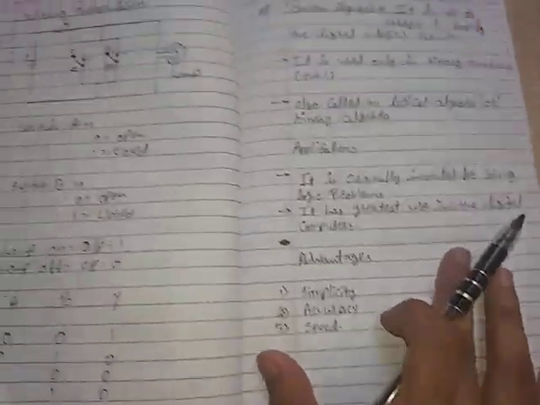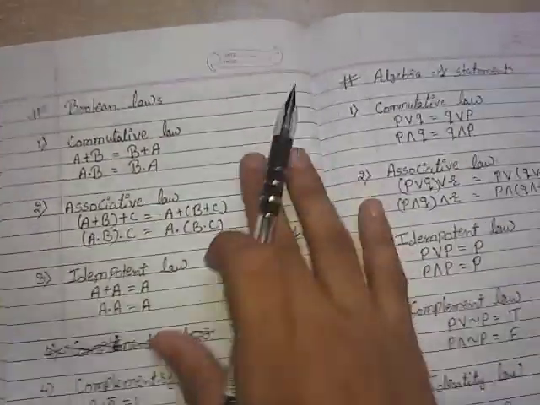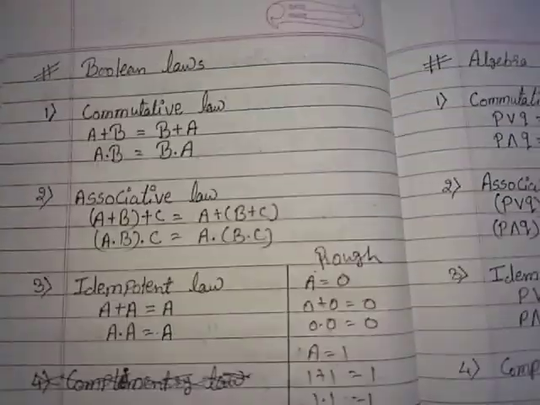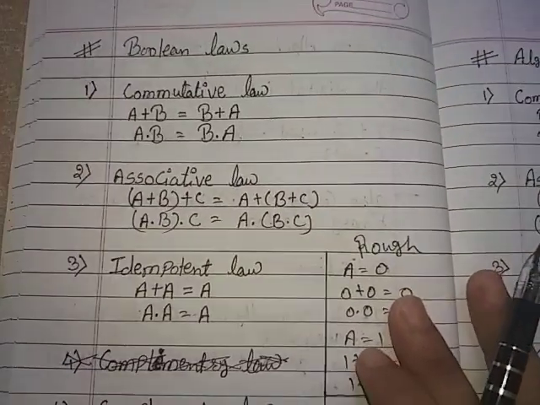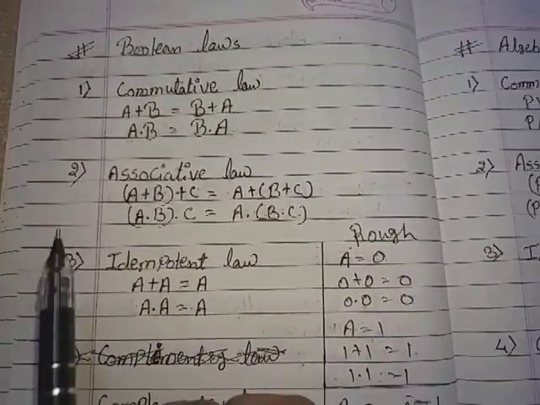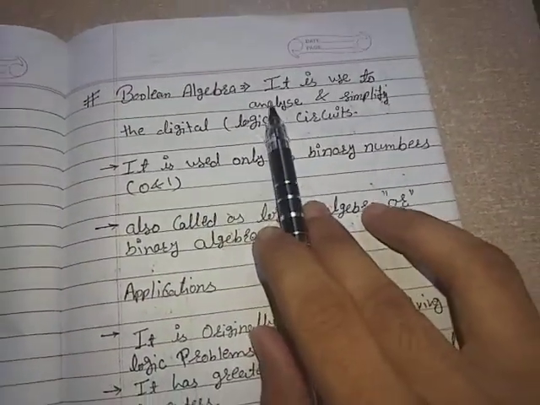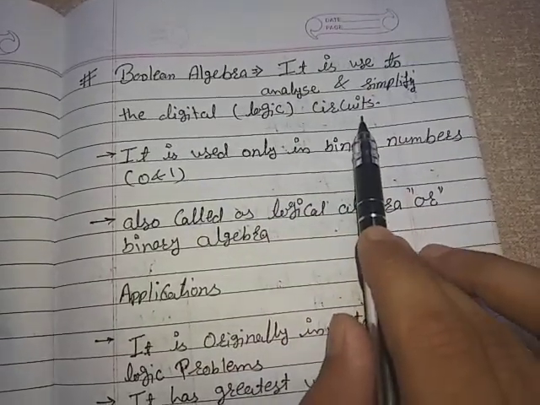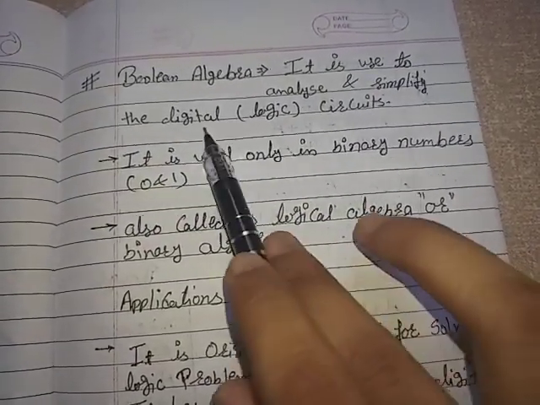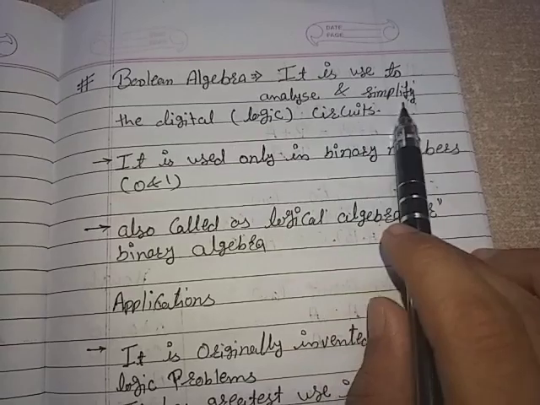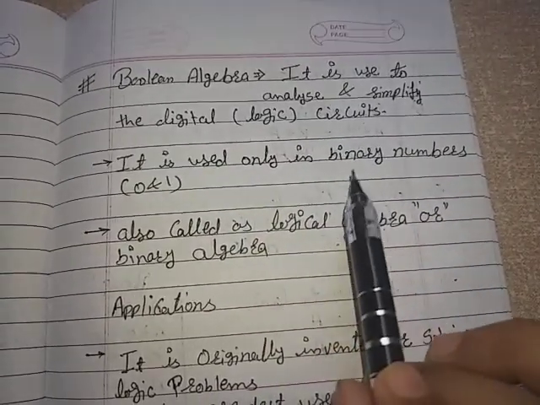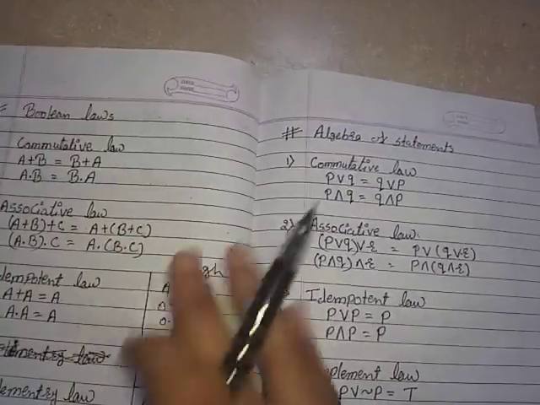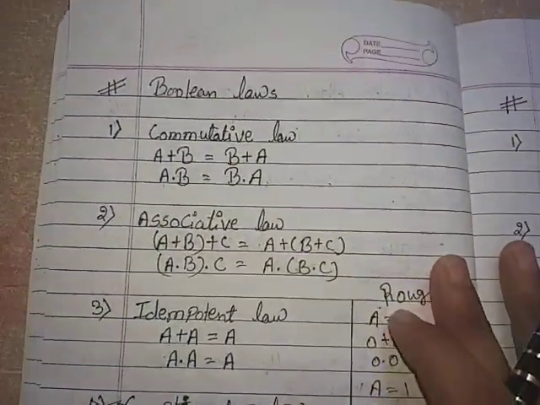Now let's see the next topic, Boolean laws. Now, what are Boolean laws? As we learned, Boolean algebra is used to analyze and simplify the digital circuits. We have to simplify the digital circuit, and to simplify these circuits we need laws so that we can simplify them. So here are the Boolean laws.